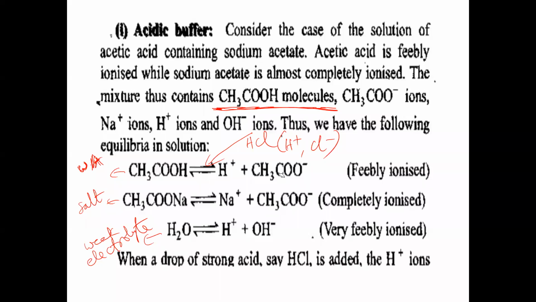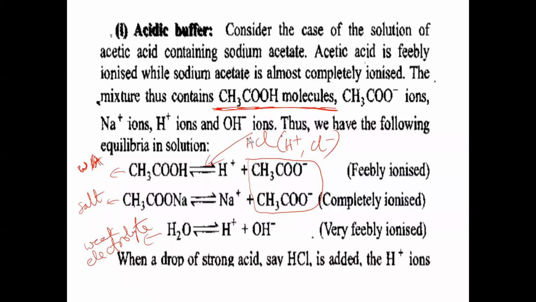Now, due to this common ion effect, what happens? Backward reaction of this acetic acid will take place. This first equilibrium backward reaction takes place due to common ion, and due to addition of HCl also, backward reaction takes place. Therefore, we say that the ionization of acetic acid is further suppressed. Suppressed means what? Decreased. Is the concept clear?